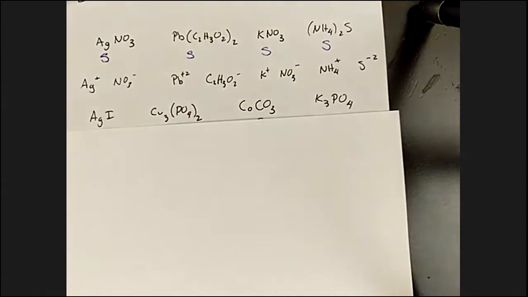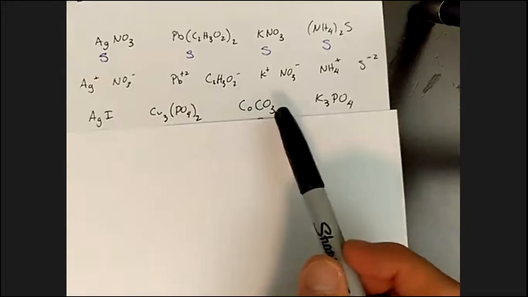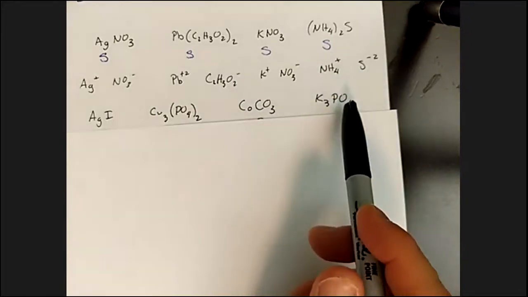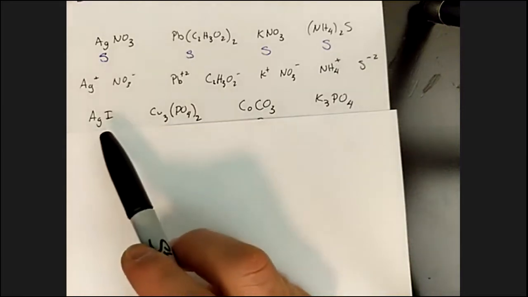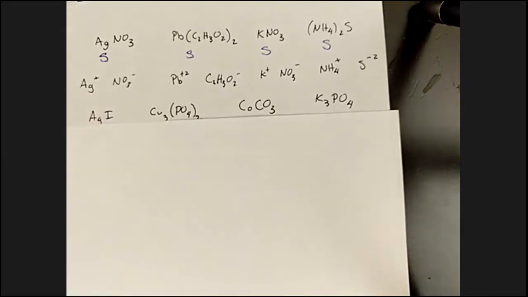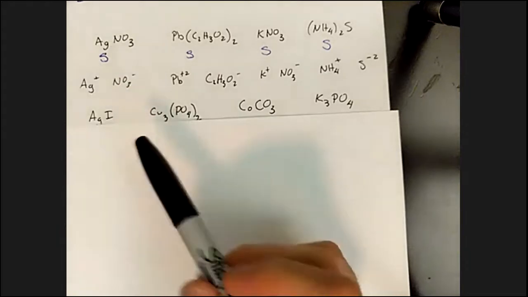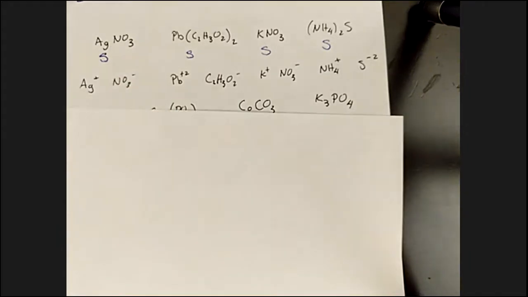As we move down to things like this, we have silver iodide, copper phosphate, cobalt carbonate, and potassium phosphate. Determining whether or not they are soluble goes back to your solubility rules. The iodine is in the group with the halogens, chlorine and bromine, that are generally soluble, except when they are paired with silver, mercury, and lead. So paired with silver here makes this an insoluble compound.